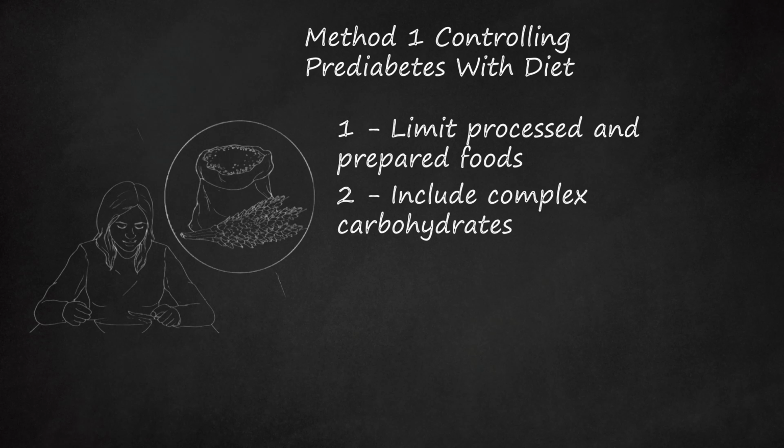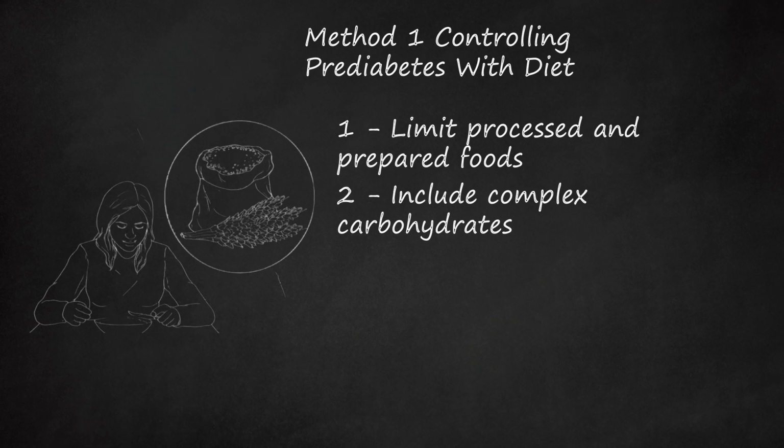Avoid simple carbohydrates. A good rule of thumb is no white foods. No white bread, white pasta, white potatoes, like French fries, or white rice. Also avoid candies, cookies, cakes, bagels, donuts, and other confections. Many breakfast cereals also have simple carbohydrates.